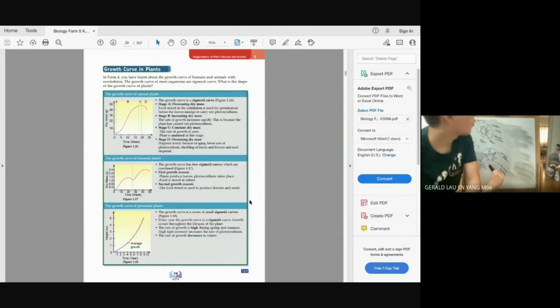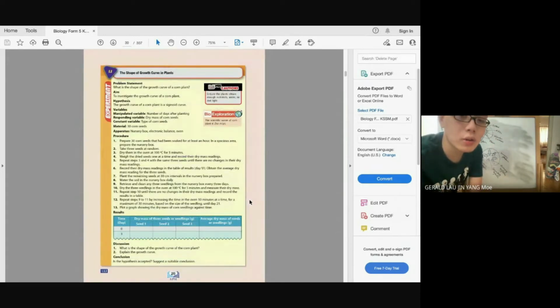For biennial plants it is the same thing. The growth curve has 2 sigmoid curves. The first one produces leaves, photosynthesis, the vegetative growth. The second one is where stored food is used to produce flowers and seeds, for reproduction. For perennial growth, the curve has a lot of sigmoid curves, can be 10 curves like that, so it forms a very nice curve upwards. Small sigmoid curves, and the rate of growth is high during spring and summer with high light intensity, and decreases in winter. Very easy. So these are all the growth curves.